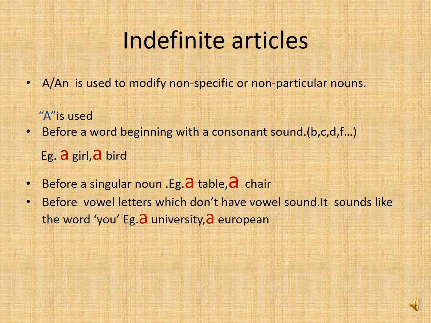First of all, we will talk about indefinite articles. A and An, both are indefinite articles. A or An is used to modify non-specific or non-particular nouns. A is used before a word beginning with a consonant sound, B, C, D, F, for example, a girl, a bird, before a singular noun, for example, a table, a chair, before vowel letters which don't have a vowel sound. It sounds like the word U, for example, a university, a European.